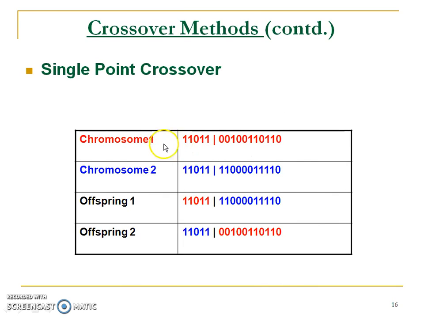Another example of single point crossover, chromosome 1 and 2. Crossover is applied after this point and information is exchanged. After this bit, this is added. This is the first child or the offspring 1, and this is offspring 2.